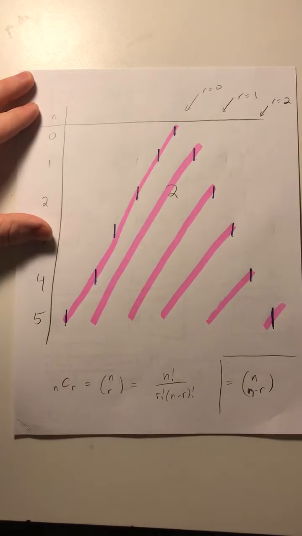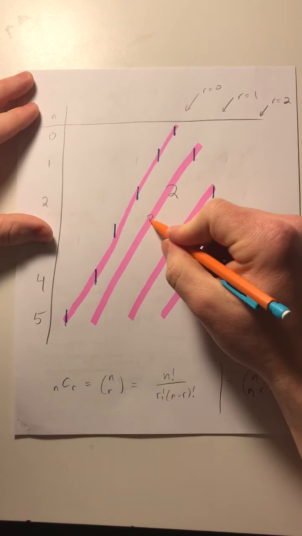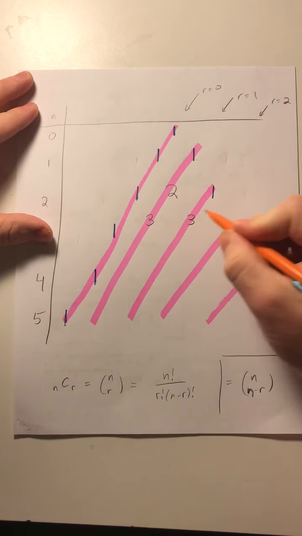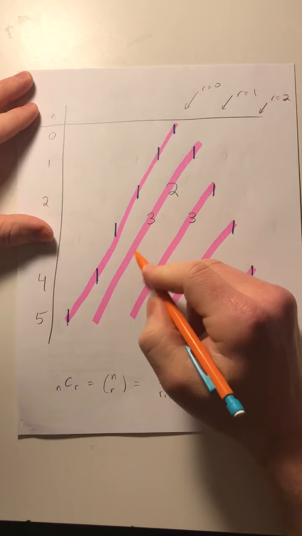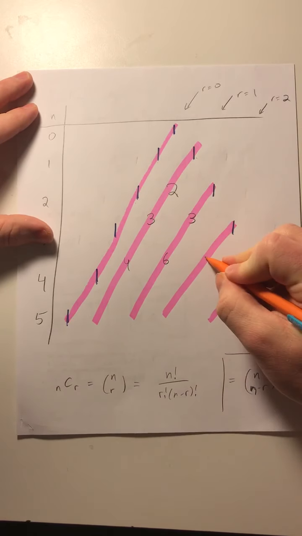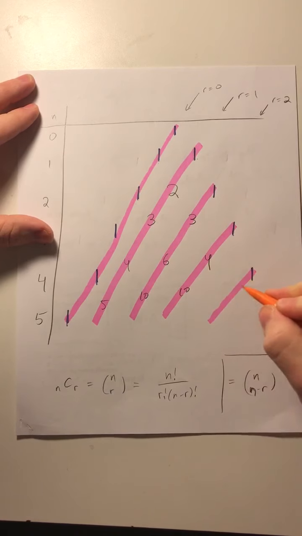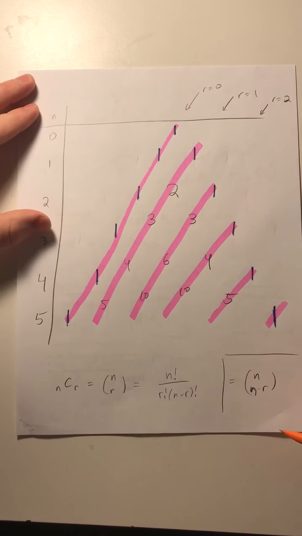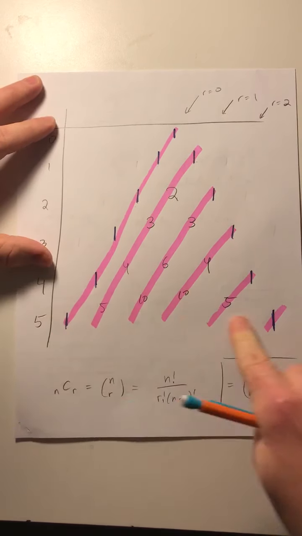Okay. So next, the 1 and 2 is going to give me a 3. 2 and 1 is going to give me a 3. The 1 and 3 is going to give me a 4. The 3 and 3 is going to give me a 6. The 3 and 1 is going to give me a 4. 1 and 4 is going to give me a 5. 4 and 6 is going to give me a 10. And then another 5. These should be on this row.